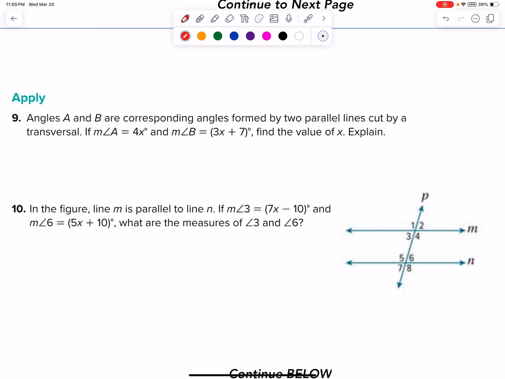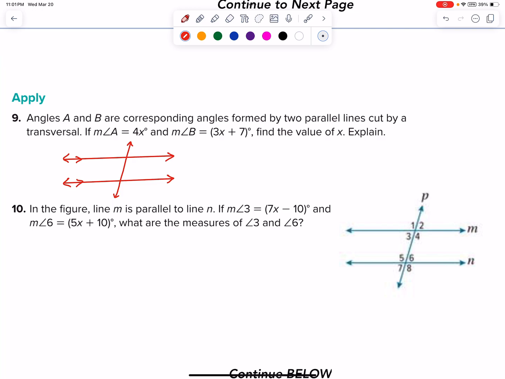Okay, so let's think through this one a little bit. Angles A and B are corresponding angles formed by two parallel lines. So we want to draw the two parallel lines so that you can see what's going on here. So here are my parallel lines. I can say they're parallel by putting two arrows on them, even if I draw them crappy. And it's cut by a transversal. I don't know the angle of the transversal, so you just make something up. All right. So angles A and B, they're corresponding.